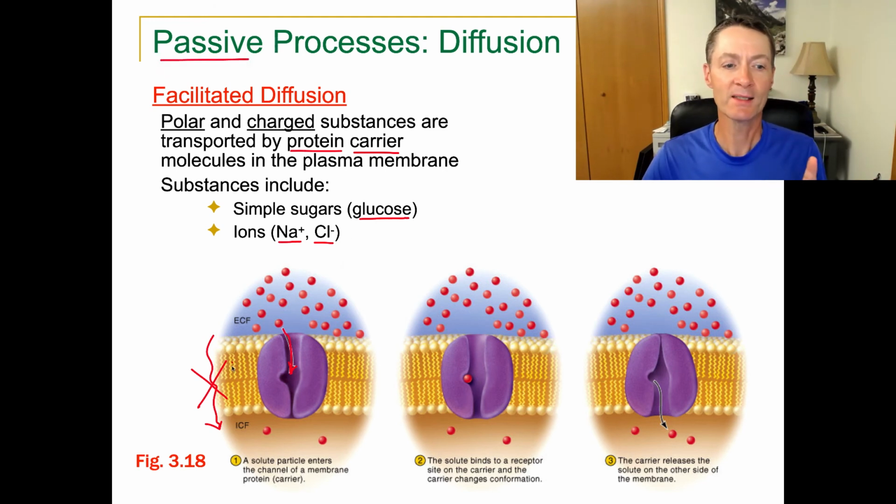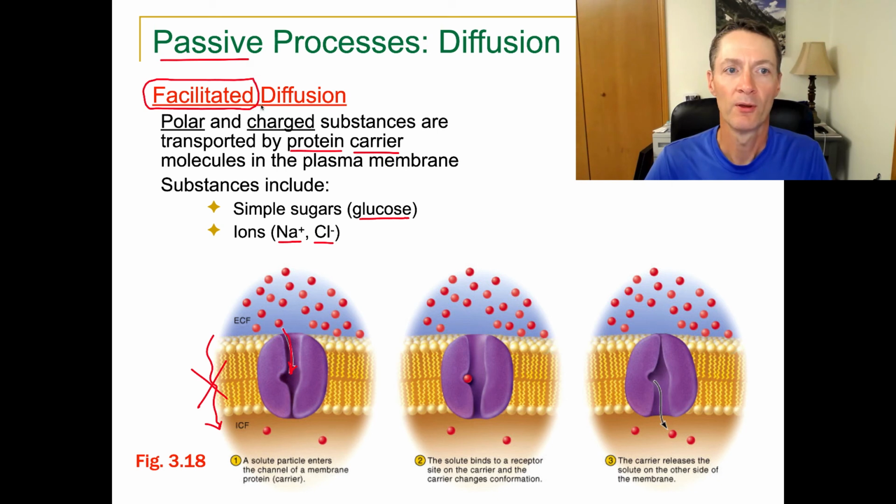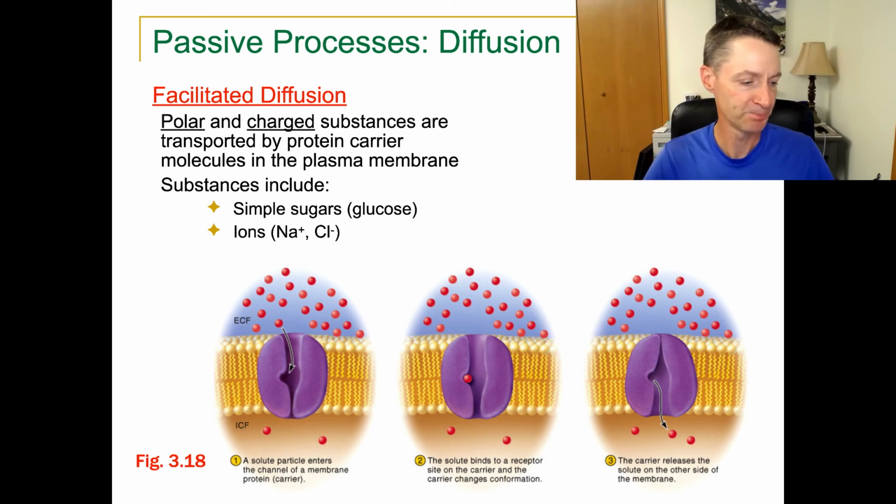However, it's not simple like before. It's not just skipping on through the phospholipid bilayer. It needs help. Facilitation, right? Facilitation is help. If you facilitate the movement, help the movement, we call it facilitated diffusion for these types of items. Doesn't mean it needed energy, it just needs a little help by giving it a channel to move through. All right.